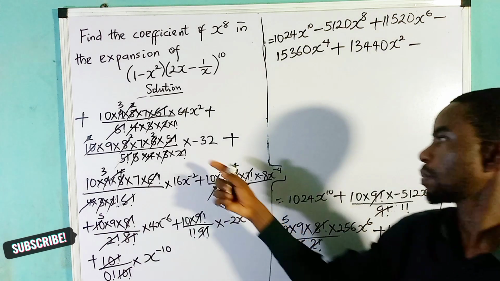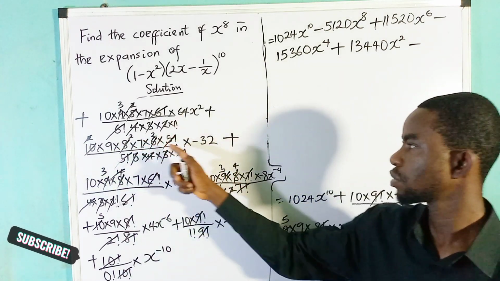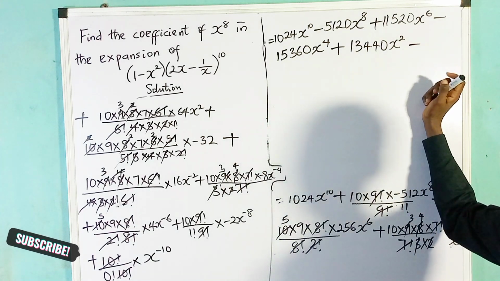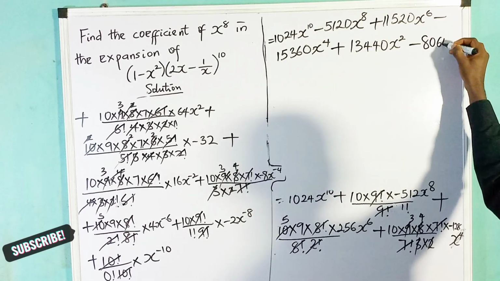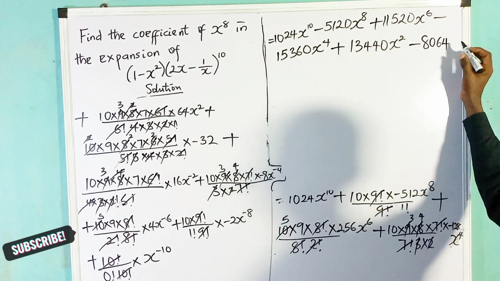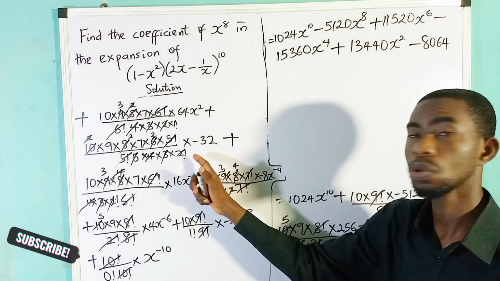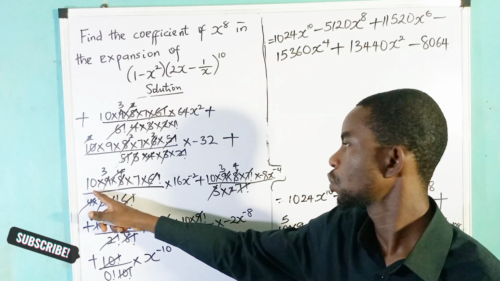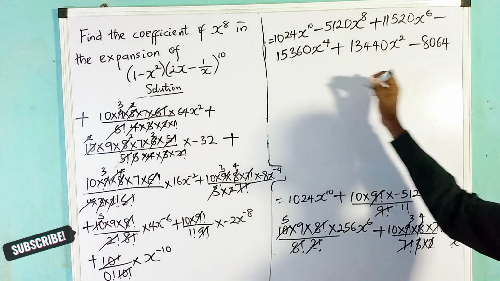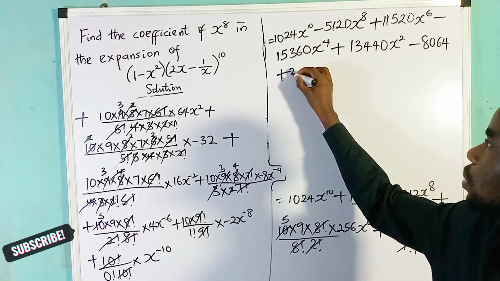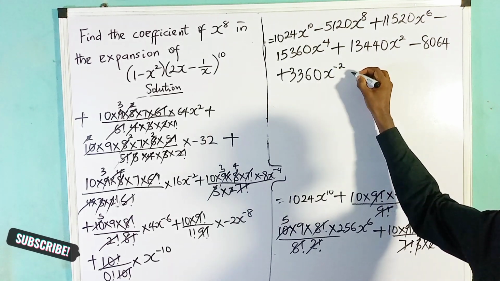And then the next one is minus. So when you multiply this 9 times 2 times 7 times 2 times minus 32, that's going to give us minus 8064x raised to the power of, there's no coefficient of x here. There's no value of x here. So now we have 10 times 3 times 7 times 16. That's plus 3360x raised to the power of minus 2.